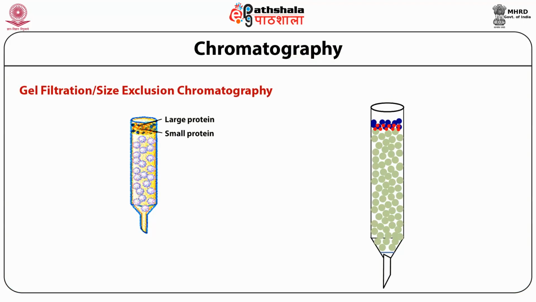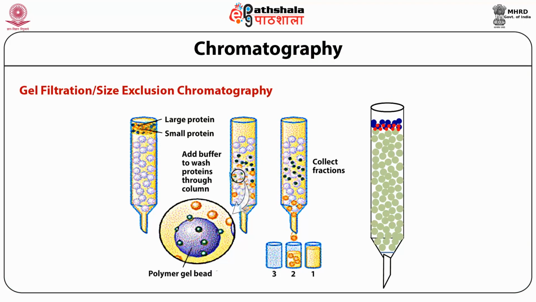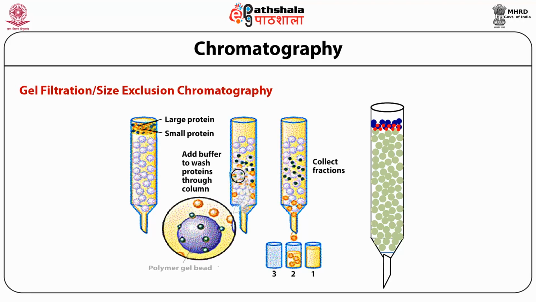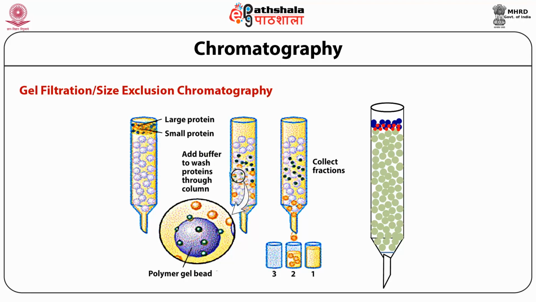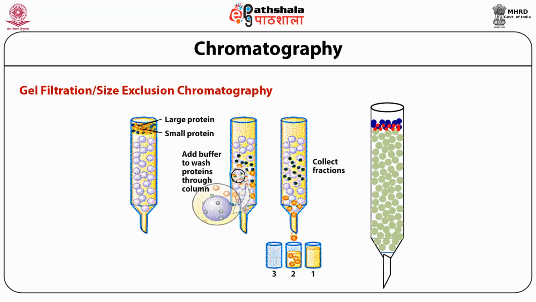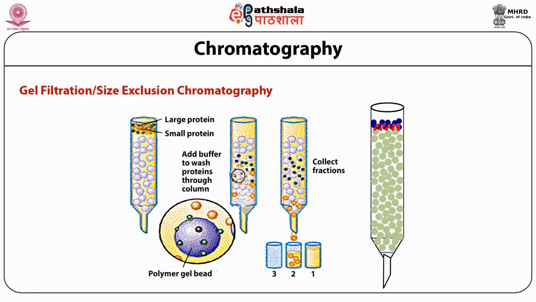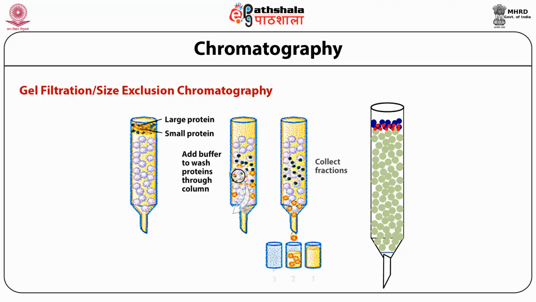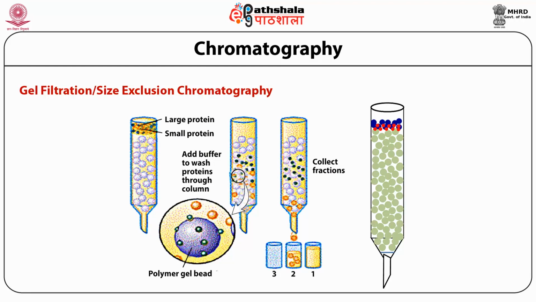This is showing how size exclusion chromatography works. You see here the large proteins and the small proteins are loaded over a column, and when it is eluted with a suitable mobile phase, the small proteins get entangled in the network of the pores, whereas the large particles find their space and move through it. So large particles come first and the small particles are left behind. This way the separation is achieved.